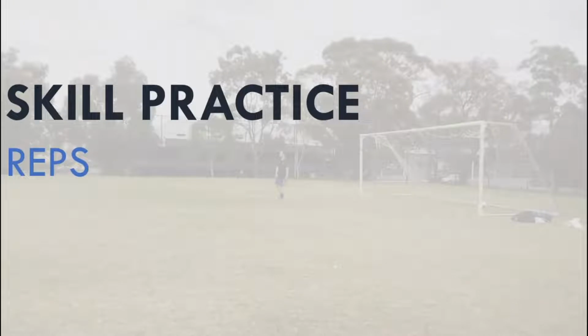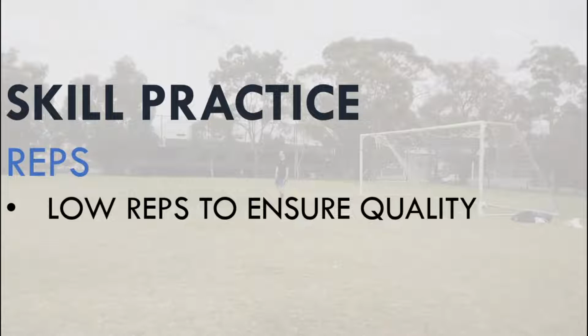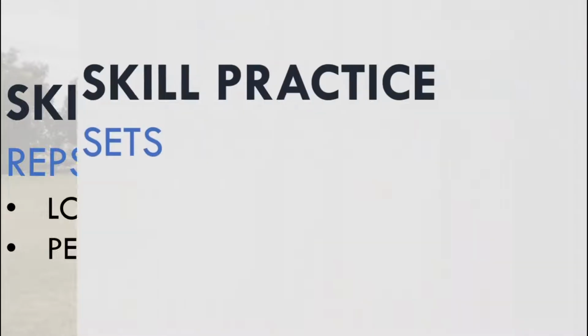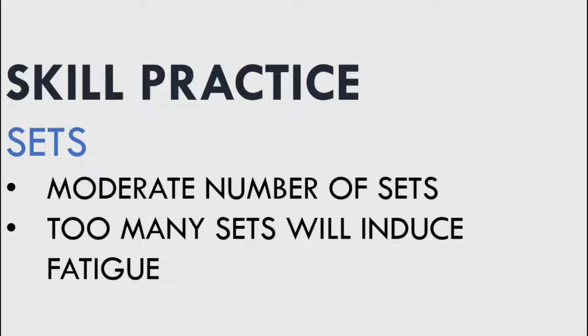Rep ranges for skill practice should generally be fairly low to ensure quality is maintained. Skill practice is all about performing the movement as efficiently as possible and avoiding ingraining poor movement patterns. Set numbers for skill practice should be moderate. Lots of sets would be a bad idea, as fatigue may accumulate and movement patterns may reduce in quality. Although, it is also important to ensure that enough skill is being practiced. Therefore, a very low number of sets may reduce total exposure to the skill.